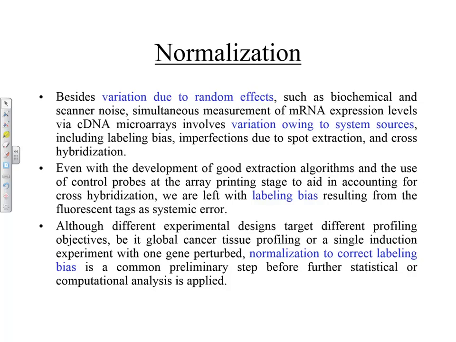This is what I was talking about. If one of the lasers has higher intensity than the other, right, then you have to do some kind of normalization. Okay, you cannot just compare the red and the green data without doing the normalization. So normalization to correct labeling bias is a common preliminary step before further statistical or computational analysis is applied.